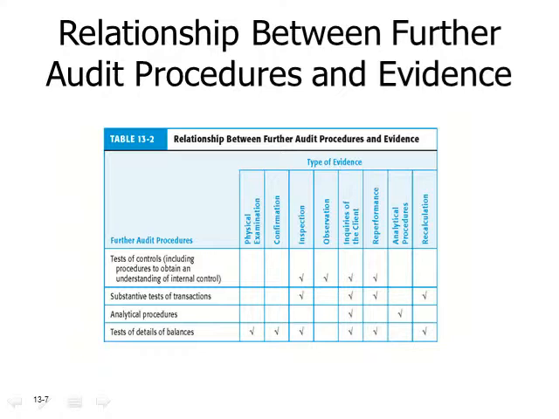And you'll recall we discussed the different types of evidence earlier. And these should be familiar to you when we talk about evidence gathering, such as physical examination, confirmation, inspection, observation, inquiries of the client, reperformance, analytical procedures, and recalculation. Each of these are types of evidence that we use in reaching an audit conclusion.